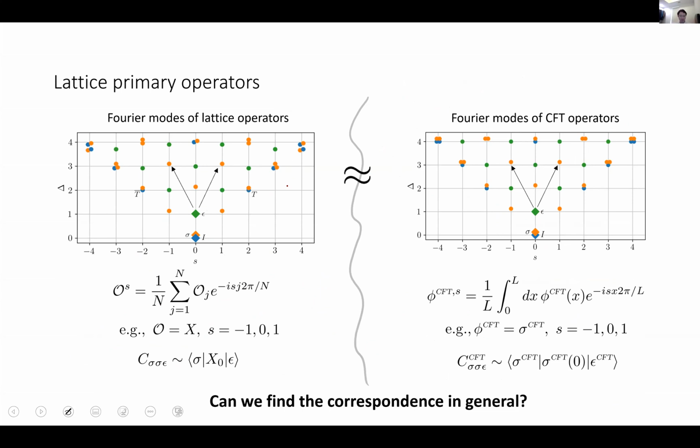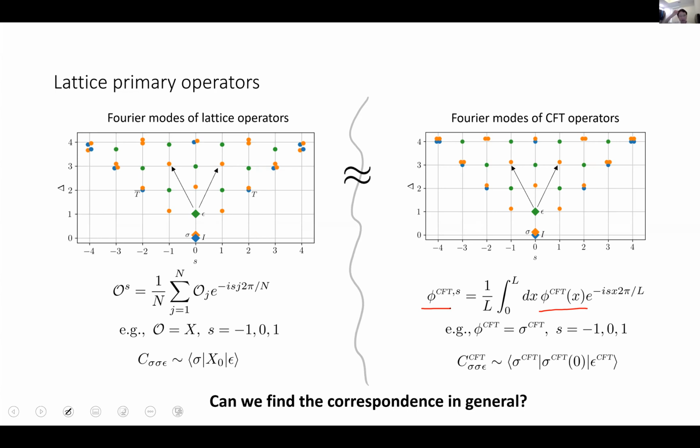Okay, I will move on to another topic, which is extracting OPE coefficients. So let's first focus on the right panel. In a CFT, you have local operators, CFT primary operators, and you can use a Fourier transformation to get the Fourier mode. Just to keep track of your time, would finishing in roughly 10 minutes work for you? Yeah, sure, of course.